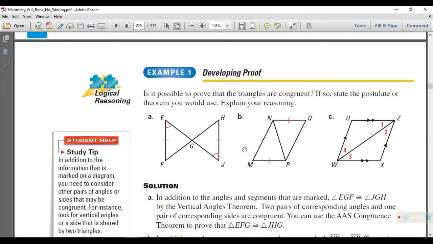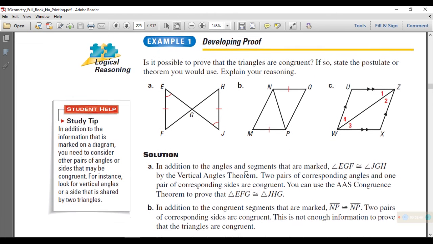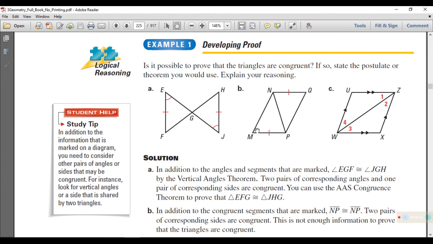Okay? Next, let's go to B. I will not explain the other two. So, in addition to the segments that are marked, two pairs of corresponding sides are congruent.